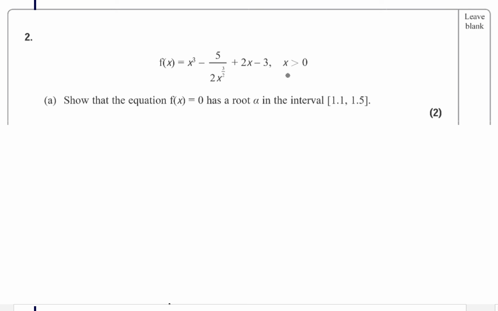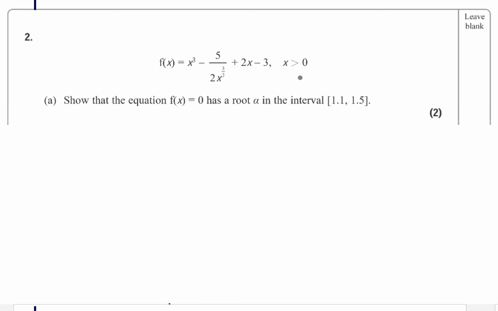So we're given this function, f of x is equal to x cubed minus 5 all over 2 times x to the power 3 over 2, plus 2x minus 3, and we're given the restriction that x has got to be greater than 0. Seeing as you are further maths students, it's worth talking very briefly about this restriction here, x is greater than 0.